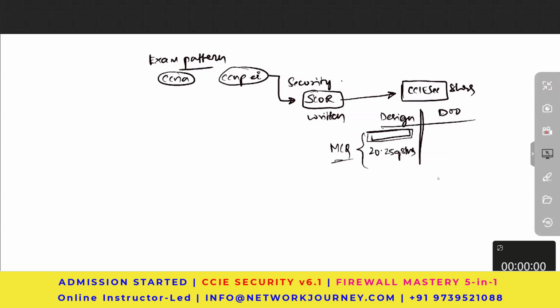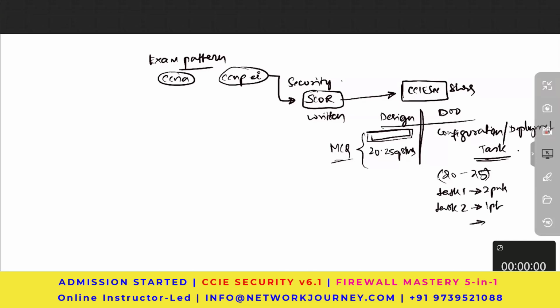Whereas in the do, it's more like, I don't say troubleshooting, I can say it's like a configuration, or it could be deployment. It's a task type of questions. So you will expect easily 20 to 25 such questions, task based. The tasks are qualified with certain points. Let's say task 1, 2 points, task 2, let's say 1 point, and so on. So you would have around 25 tasks in the real CCI security exam.